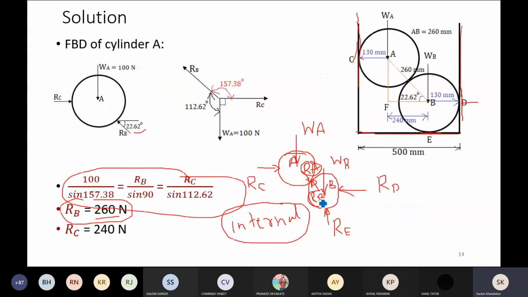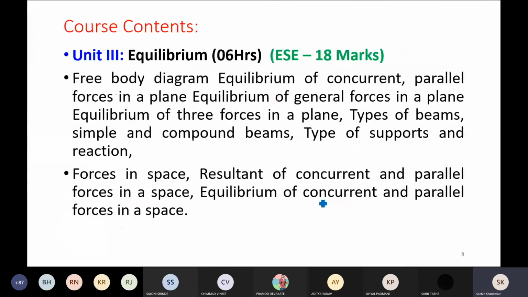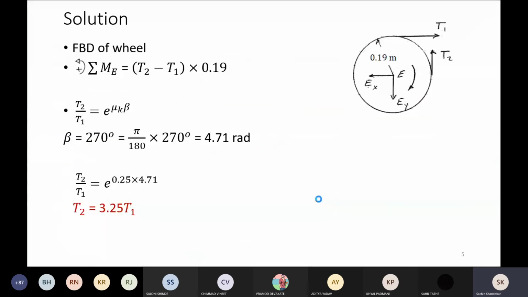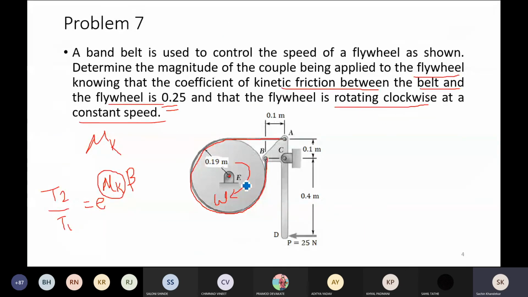Okay, fine. Yeah, coming back to this problem, and break problem. Let me finish this problem and then we will stop.